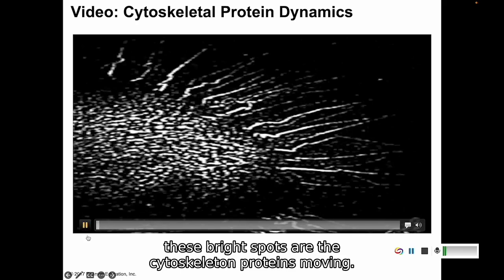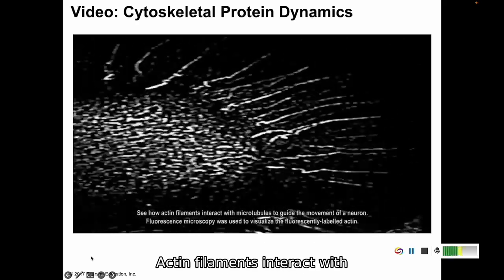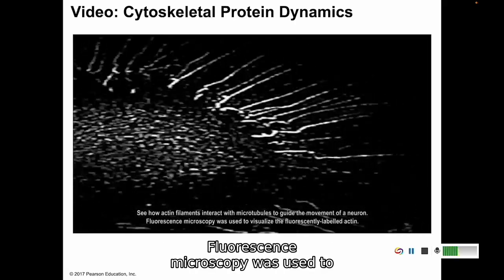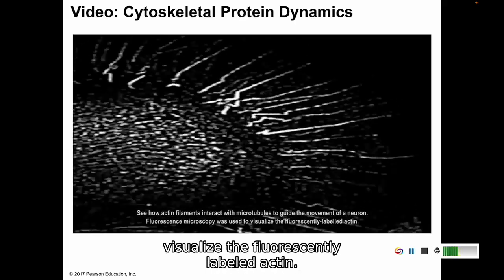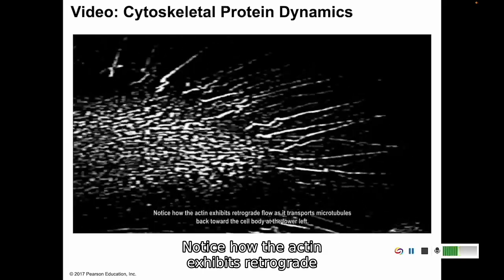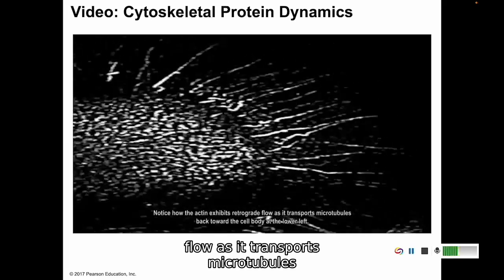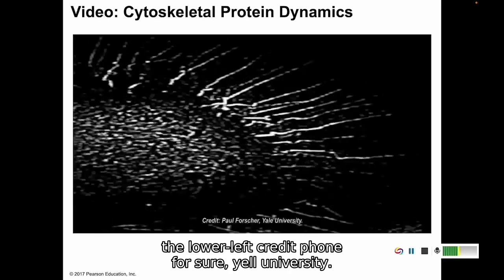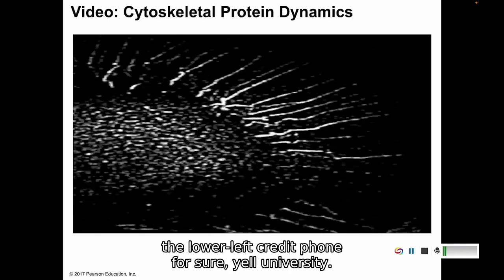See how actin filaments interact with microtubules to guide the movement of a neuron. Fluorescence microscopy was used to visualize the fluorescently labeled actin. Notice how the actin exhibits retrograde flow as it transports microtubules back toward the cell body at the lower left. Credit: Paul Forscher, Yale University.